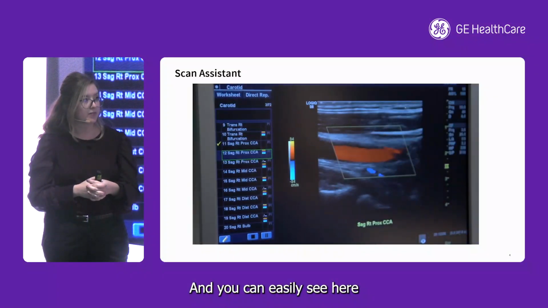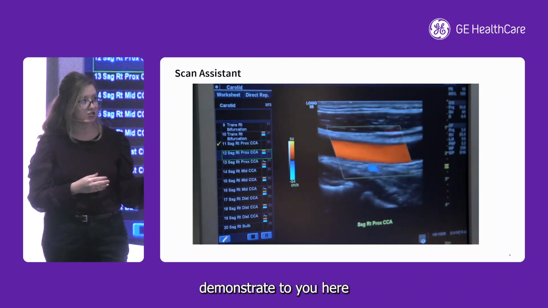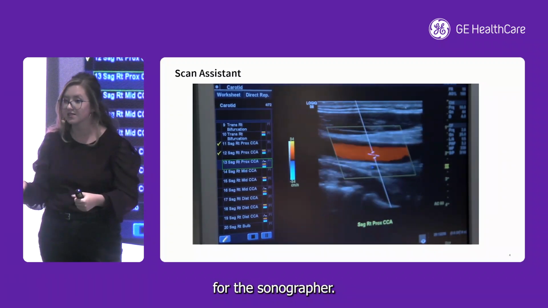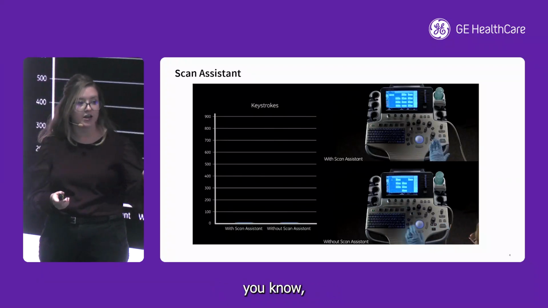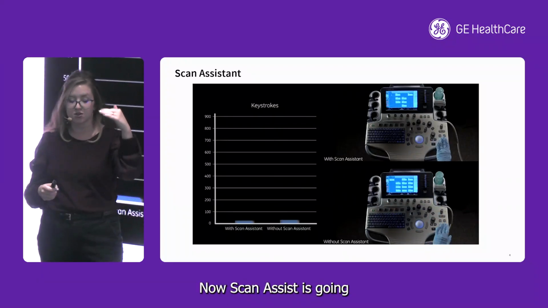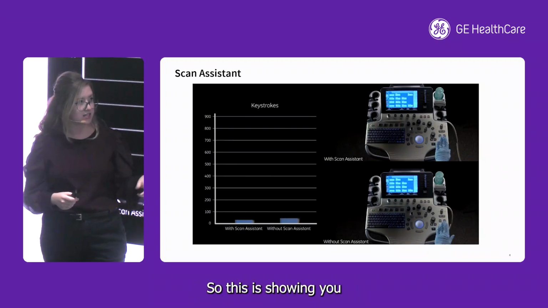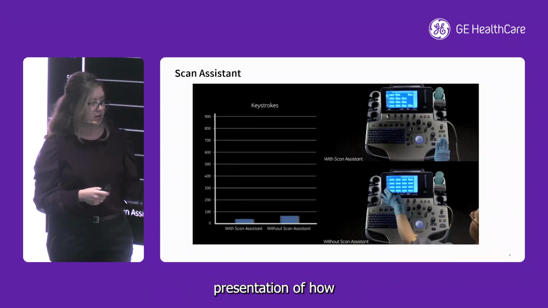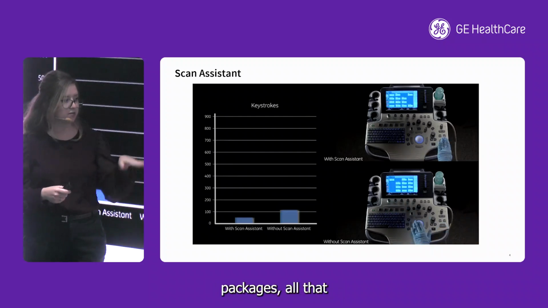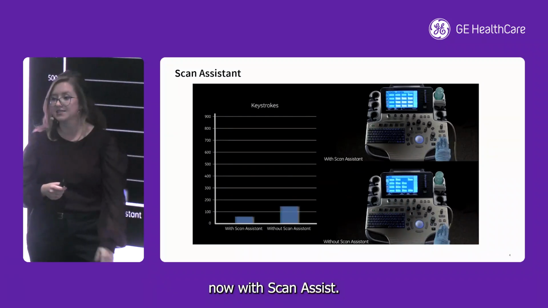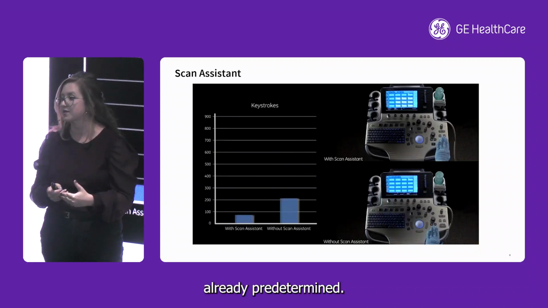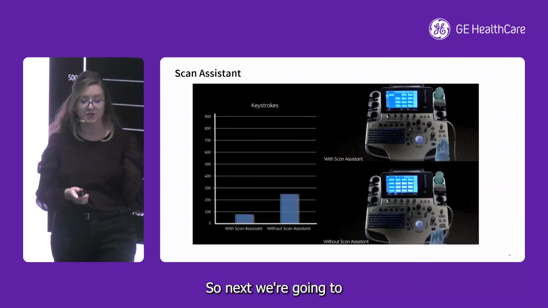And you can easily see here, they're going to demonstrate how it dramatically reduces the amount of clicks for the sonographer. So they're no longer pounding on the keyboard, hitting different things. Now Scan Assist is going into that nice order for you. This is showing you a dramatic presentation of how before they were touching every button, touching multiple measurement packages, all that. Now with Scan Assist, that's kind of reduced because they're just going through the steps and it's already predetermined. So next we're going to show you on the system.